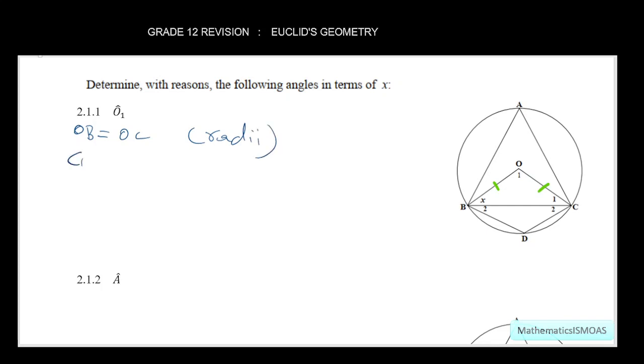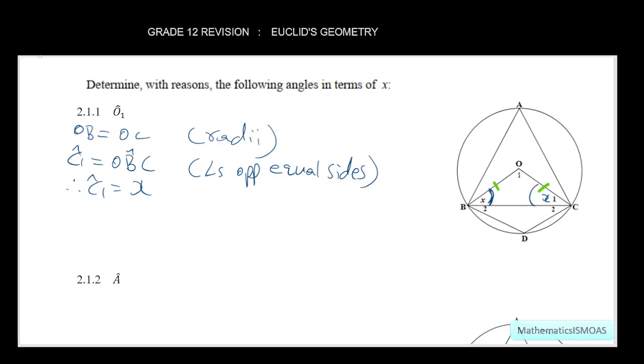Then we can say angle C1 will be equal to angle OBC. Here is angle OBC. And the reason for that: these are angles opposite equal sides. Angles opposite equal sides. Therefore, angle C1 will be equal to X. So now we know that C1 will also be equal to X.